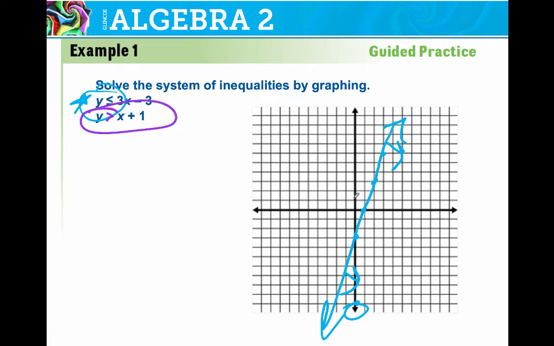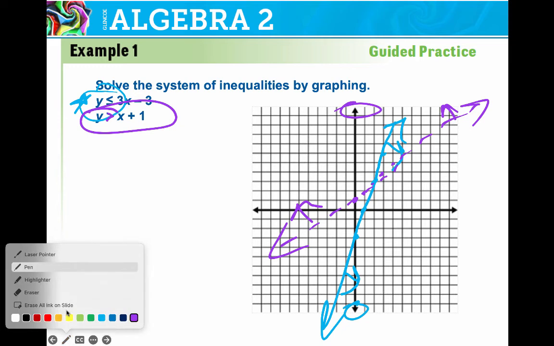I assume so. And I got a 1 here. And I go up 1, right 1, up 1, right 1, up 1, right 1, up 1, right 1. And I'm going to be dotted. And I'm going to be above. Above is up here, so I'm this way. So underneath the blue one, we're above the purple.